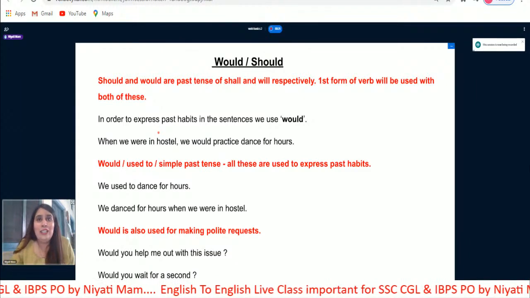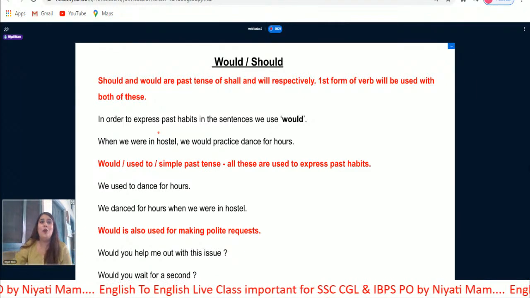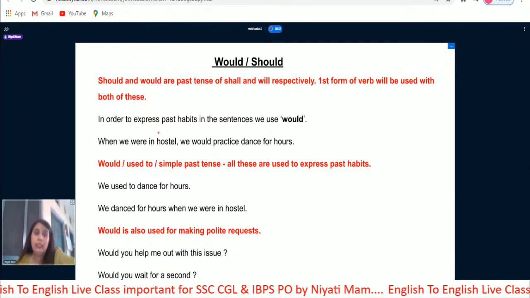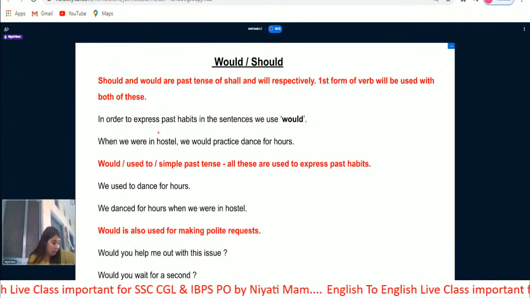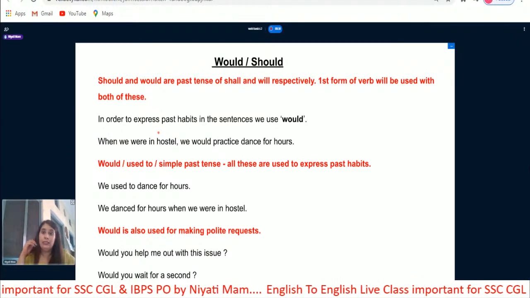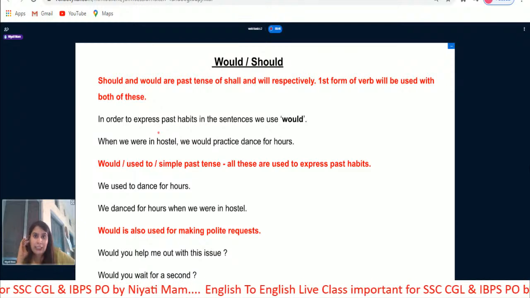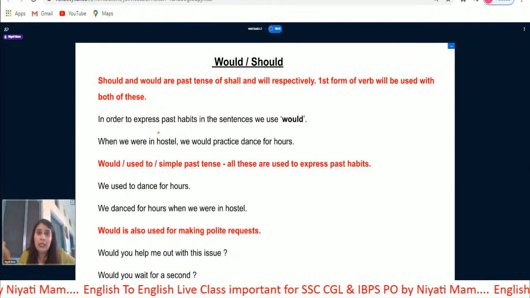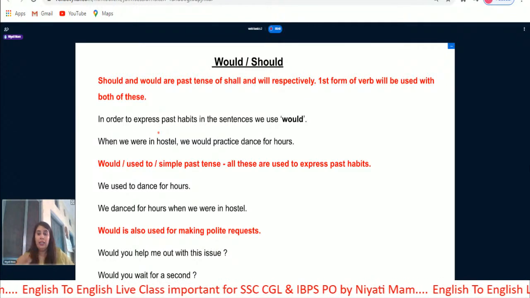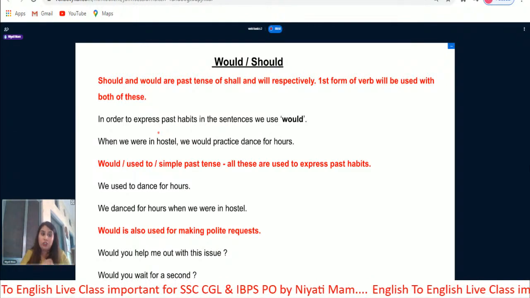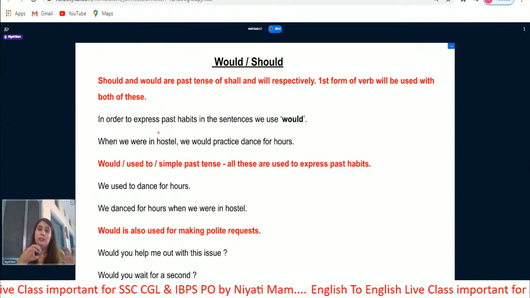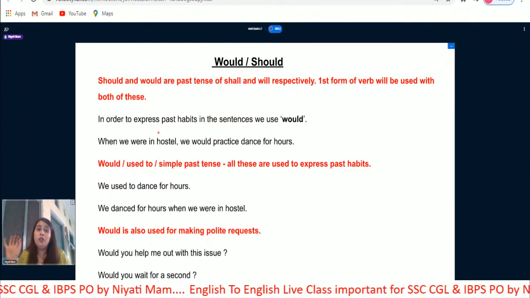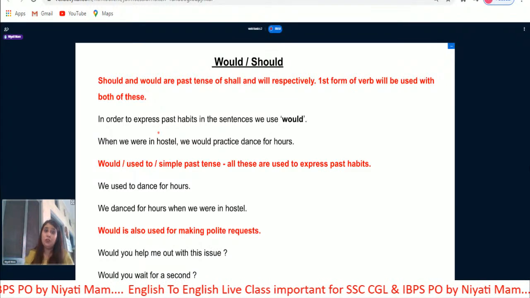Good evening, students. With another session of English. So today we are going to take further our verb basics chapter, and we left with discussing will and shall yesterday, right? So now we will learn about would and should first, right? As in the previous session, I told you that could is the past tense of can and might is the past tense of may. So would and should are the past tense of will and shall.